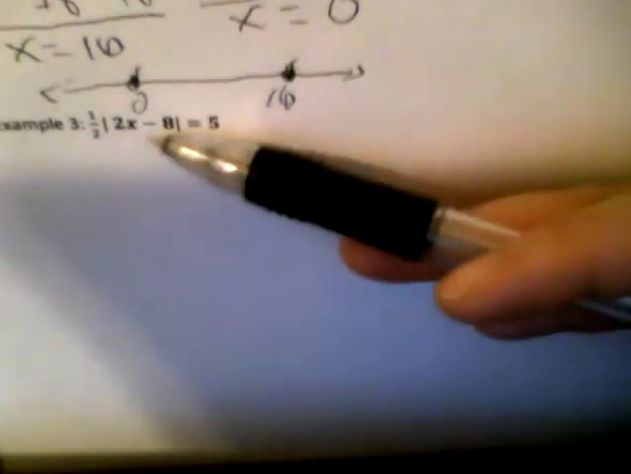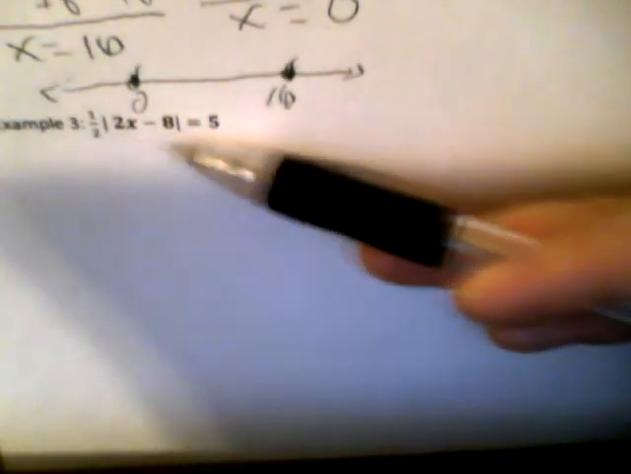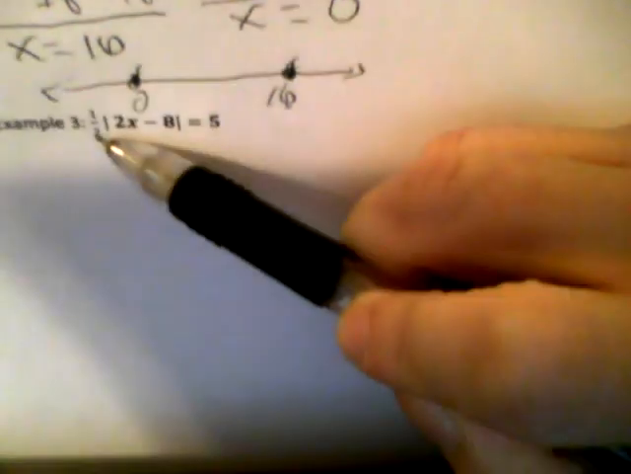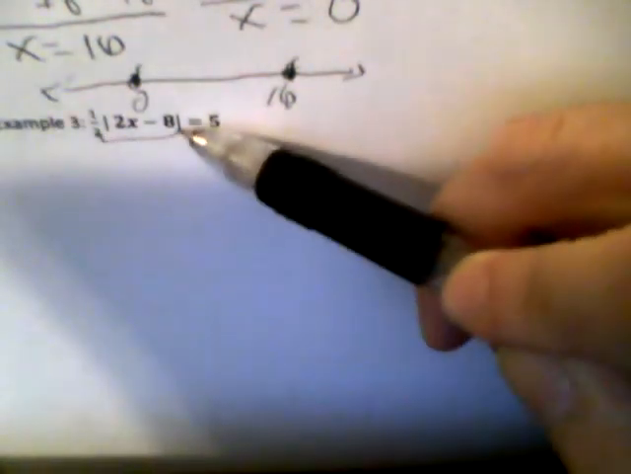Let's go ahead and try one more example to make sure we're clear on the process. So here, I'm going to move my paper up for example 3. Okay, so here I have 1/2 times the absolute value of 2x minus 8 is equal to 5. So again, first thing I have to do is isolate my absolute value expression. So I'm trying to isolate this guy right here, the absolute value of 2x minus 8.